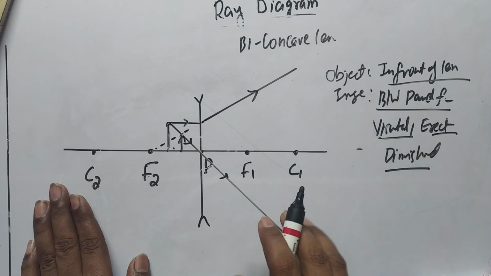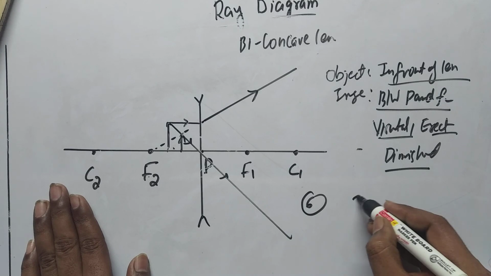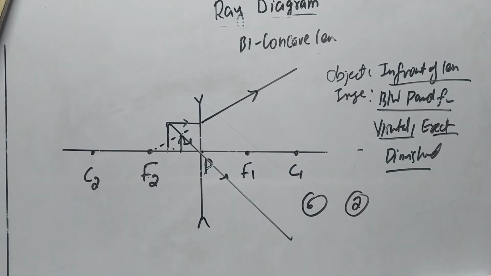Okay, so I have explained the 6 cases of biconvex lens and 2 cases of biconcave lens. In biconcave lens, the first case is the object at infinity. The second case is the object in front of the lens. So you just practice what I have explained. They will be asking these in the exam.